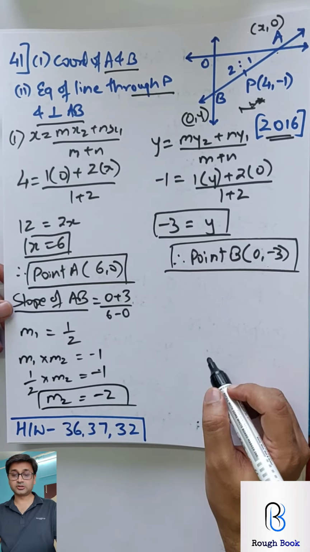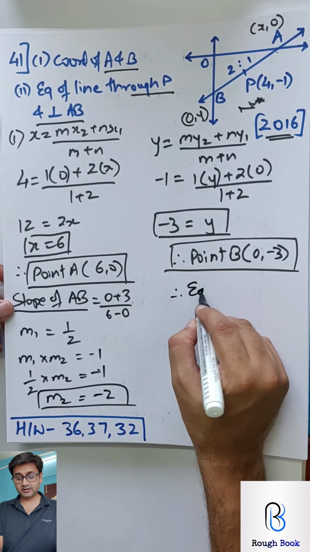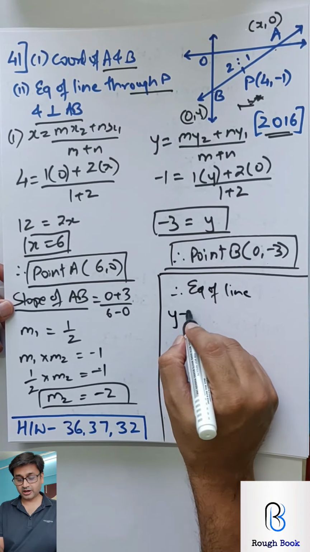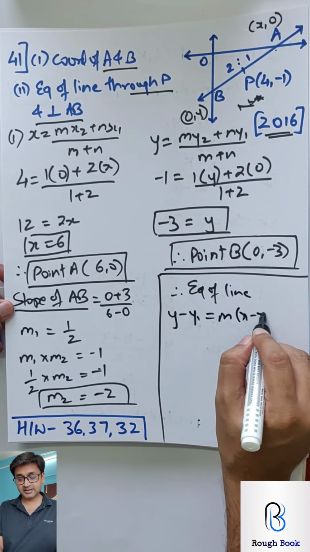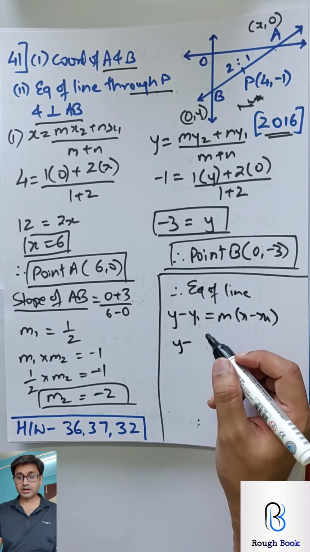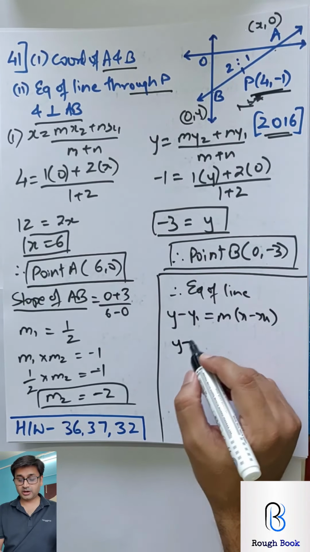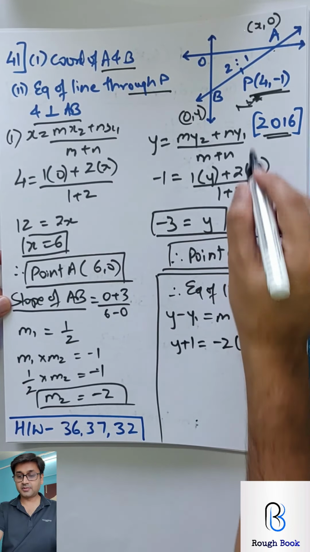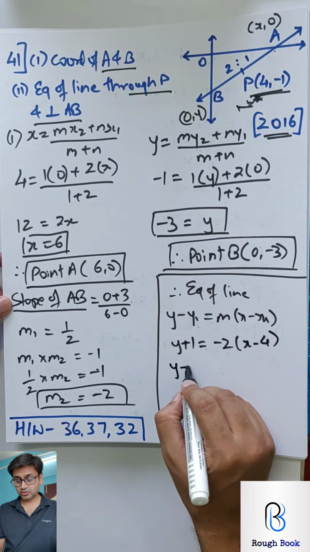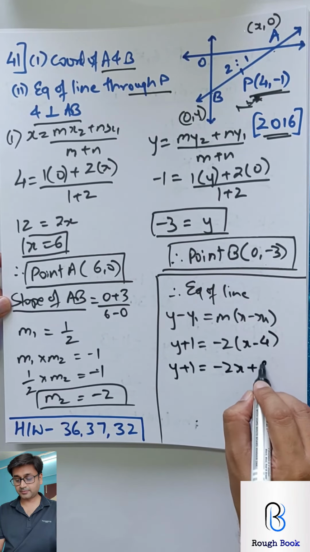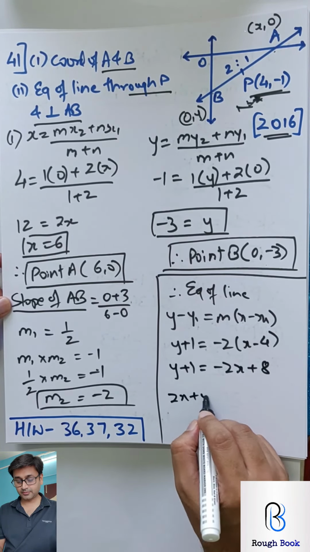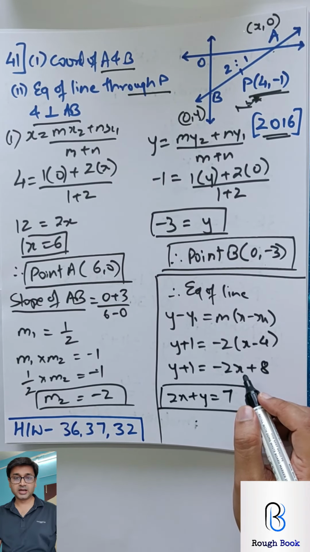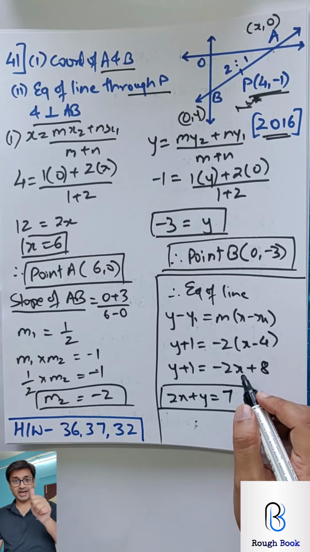So you managed to get the slope of the perpendicular line, and therefore the equation of the line will be what? So let's find the equation. y minus y1 equals m times x minus x1. Now passing through P, so y1 will be plus 1, minus 2 we got as the slope, and x minus 4. So y plus 1 equals minus 2x plus 8. So 2x plus y, 1 goes on the other side, should be 7. Final answer, I hope it's correct, and it is.